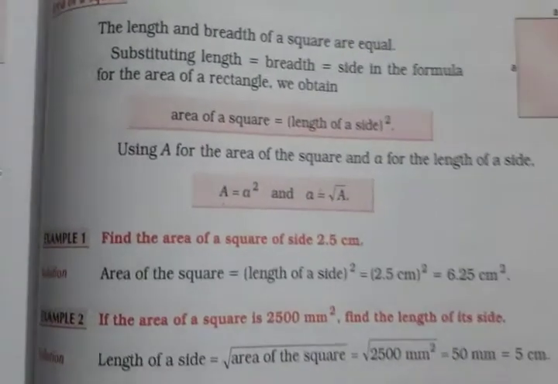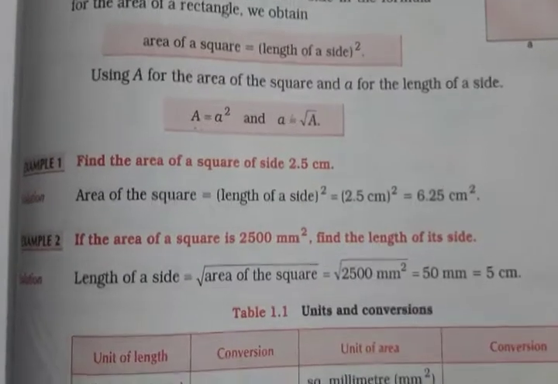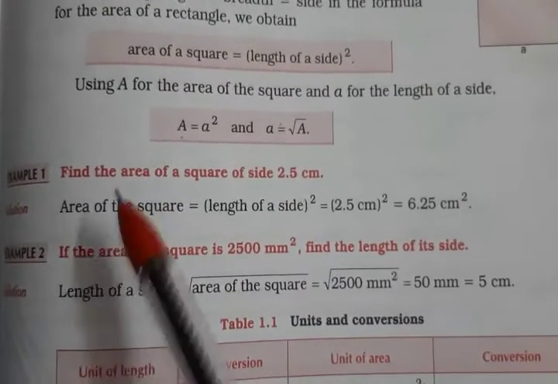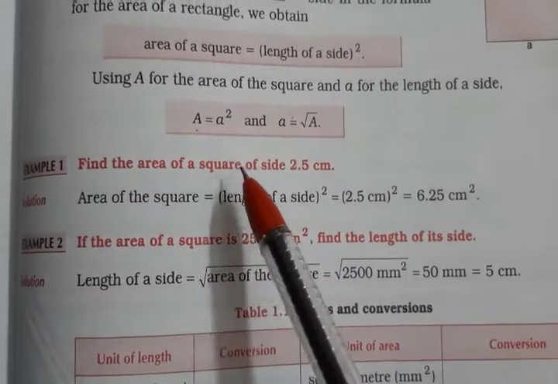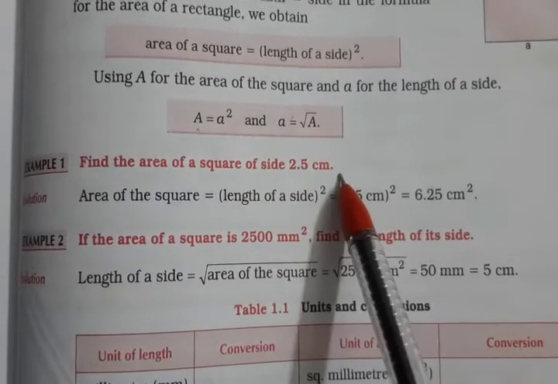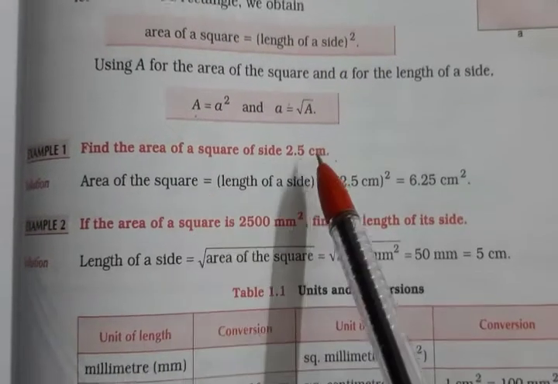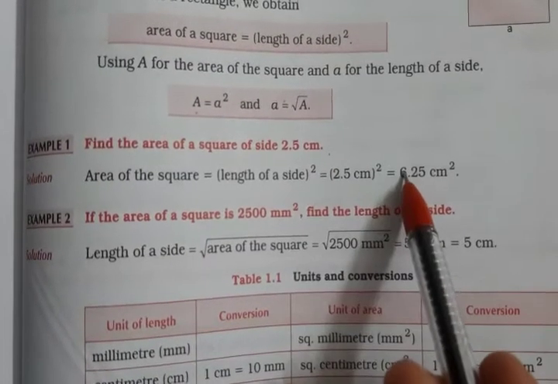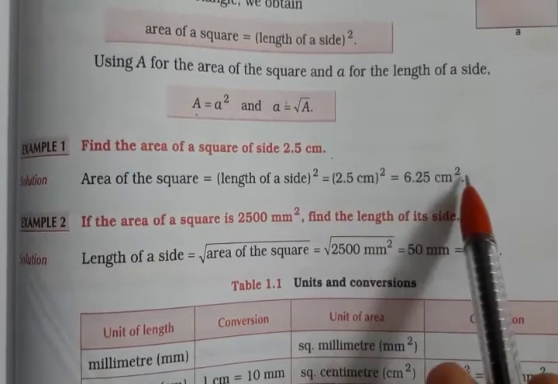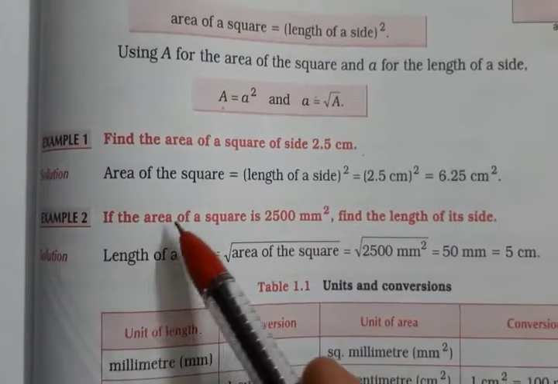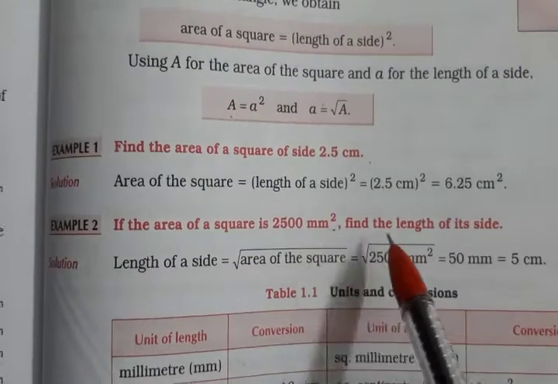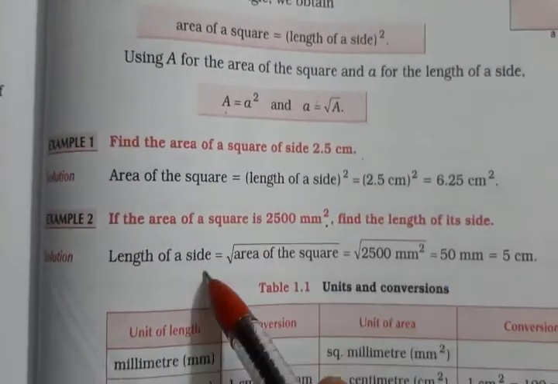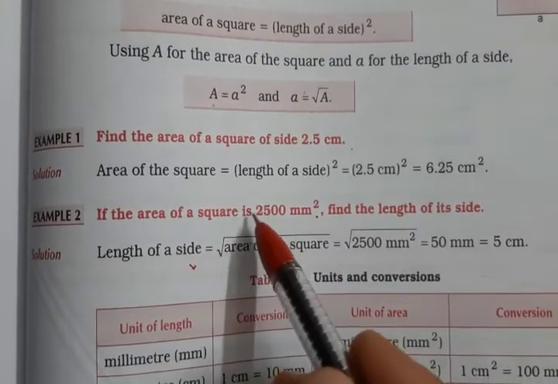Understand how to find a square root? We will discuss it by doing a sum. Find the area of the square of side 2.5 centimeter. Now the area of the square is (2.5 centimeter) squared, which after multiplication is 6.25 centimeter square. Now if the area of the square is this much, then find the length. How will we find the length of the side? It is equal to the square root of this much.